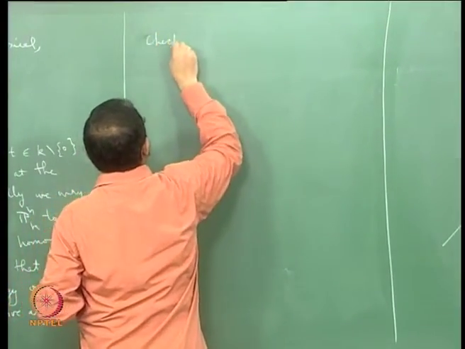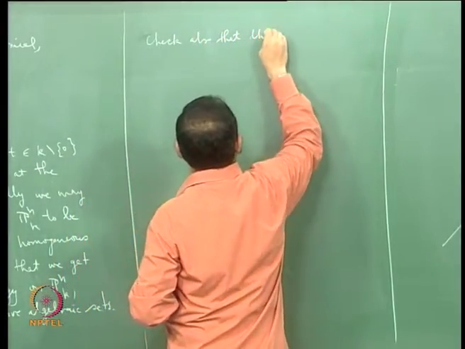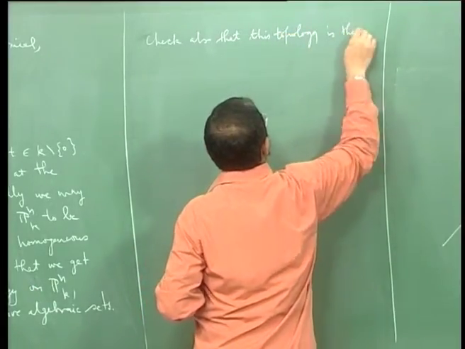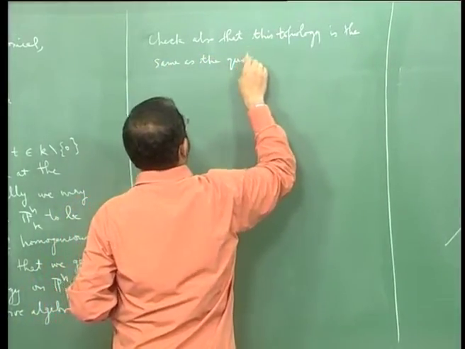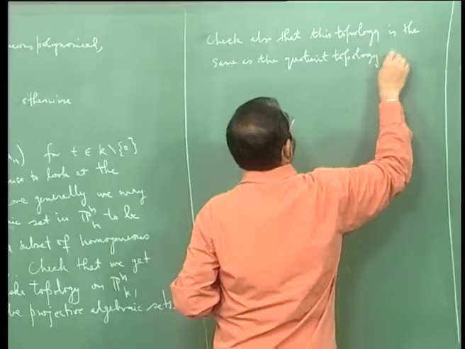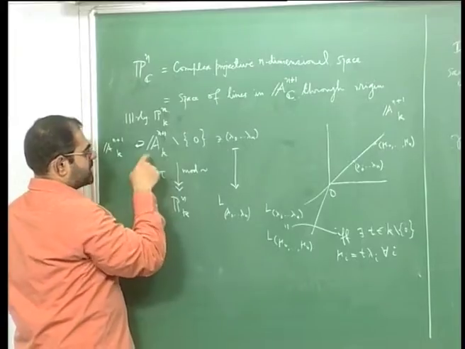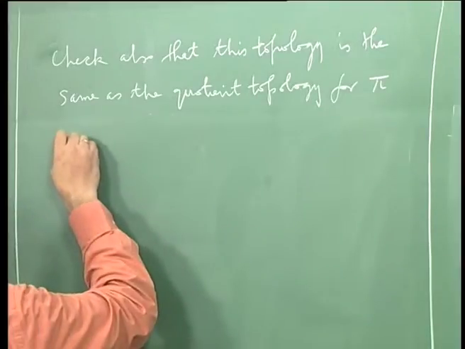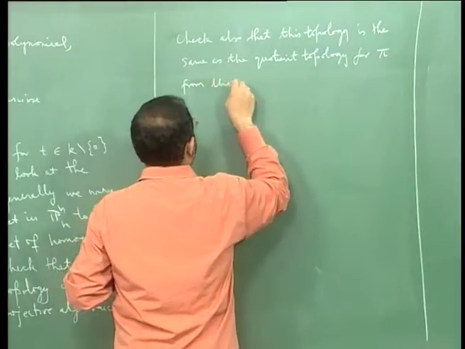Check also that this topology is the same as the quotient topology for pi. I will call this map pi, the projection. It is the quotient topology for pi from the Zariski topology on A^(n+1).